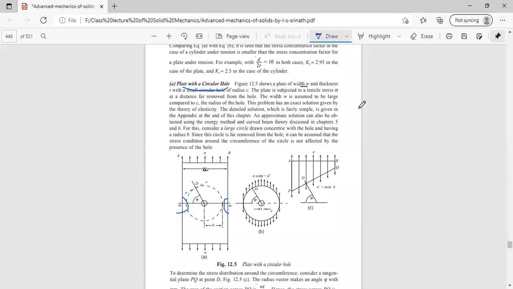The width of the plate is assumed to be extremely large, much larger than the diameter of the hole C itself. This problem has an exact solution given by the theory of elasticity. What is the desired solution? It is fairly simple. An approximate solution can also be obtained using the energy method and the curved beam method. Curved beam theory was discussed in an earlier lecture. We have not discussed this thing, but we'll.